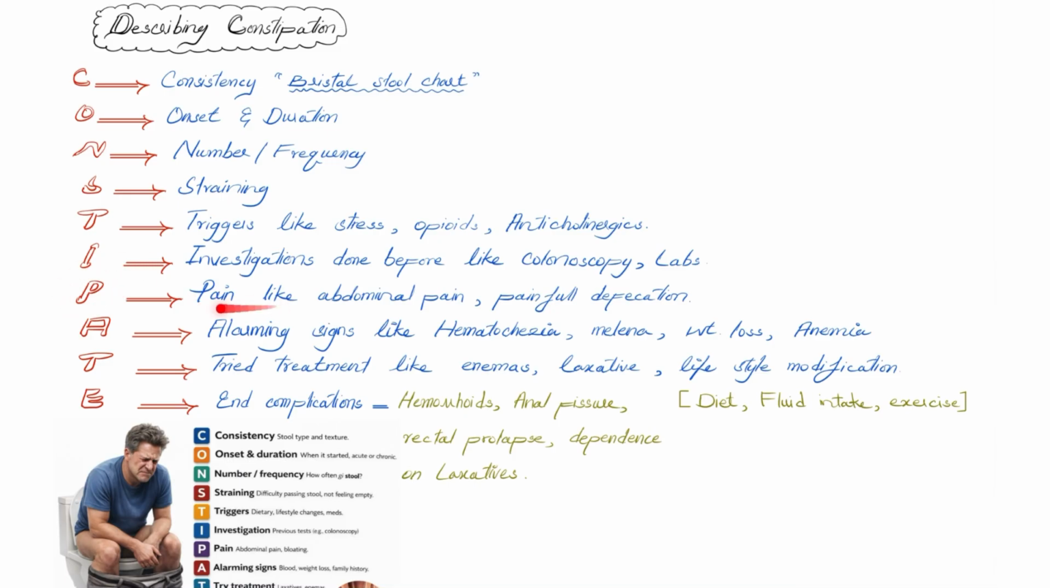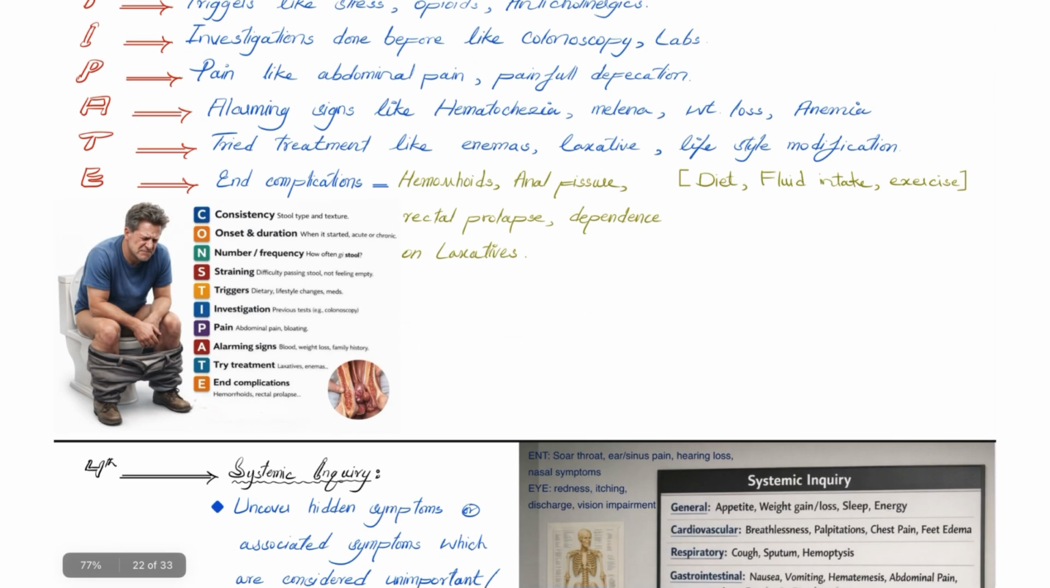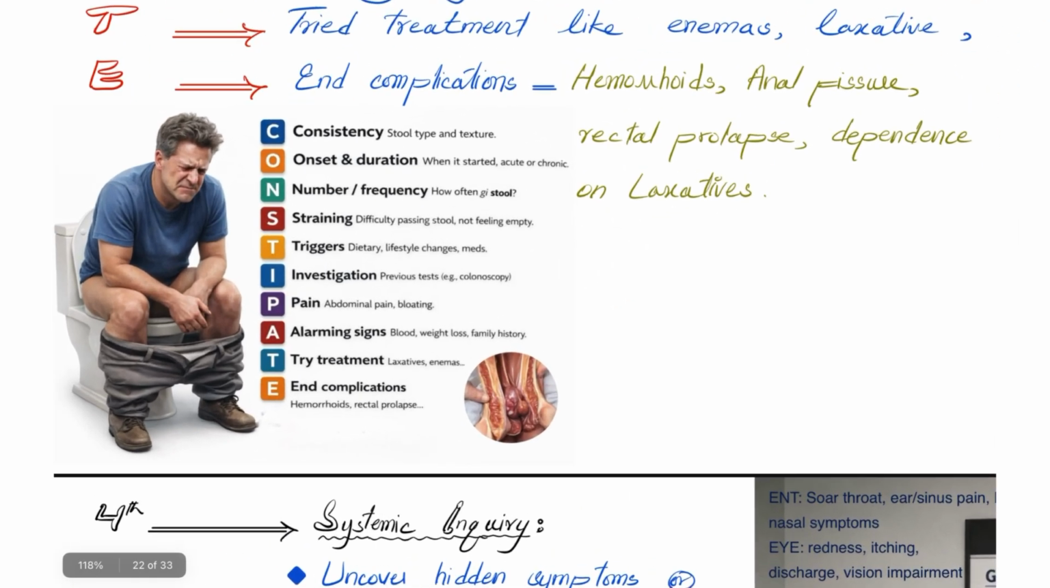P stands for pain, like abdominal pain, painful defecation. A stands for any alarming signs, like hematochezia, which means blood in stool. Melena means dark colored stool because of GI bleed, weight loss, or anemia. Then T stands for try treatment, like enemas, laxatives, lifestyle modifications that have been done for treating constipation. Then E stands for end complications associated with constipation, like hemorrhoids, anal fissure, rectal prolapse, or dependence on laxatives. Of constipation being shown in these beautiful pictures.